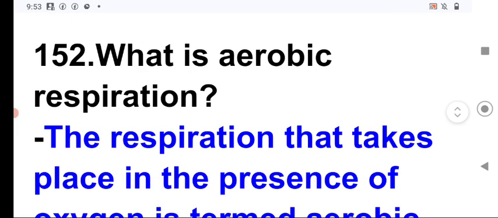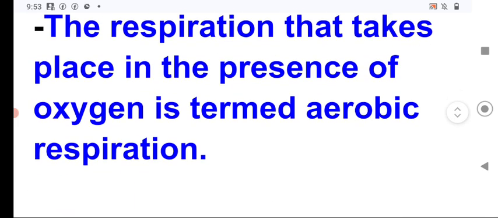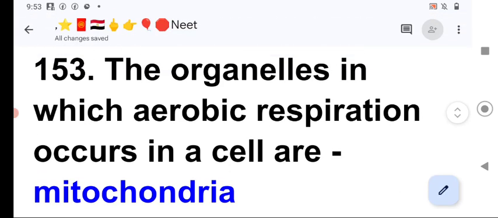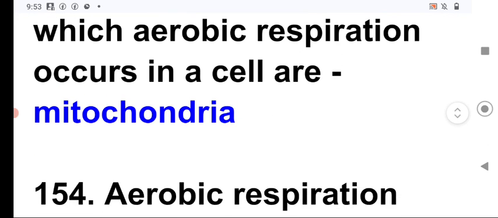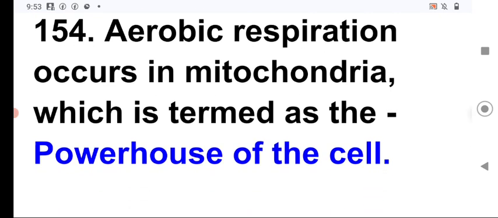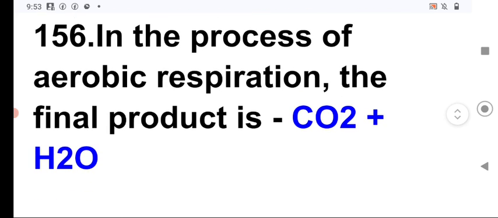Next, what is aerobic respiration? The respiration that takes place in the presence of oxygen is termed aerobic respiration. The organelles in which aerobic respiration occurs in the cell are mitochondria. Next, aerobic respiration occurs in mitochondria, which are termed the powerhouse of the cell. Next, aerobic respiration results in the gain of 36 molecules of ATP, adenosine triphosphate. Next, in aerobic respiration, the final products are CO2 and H2O.